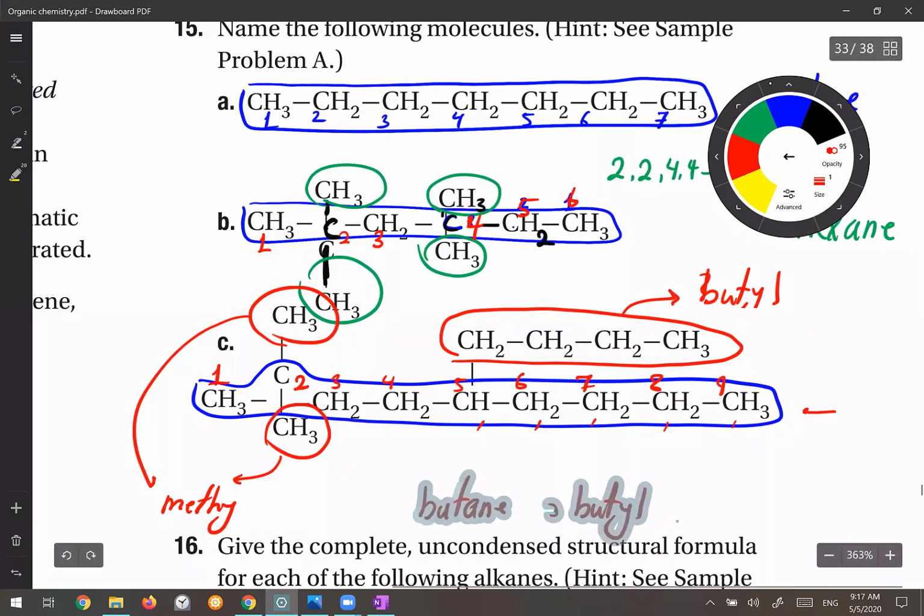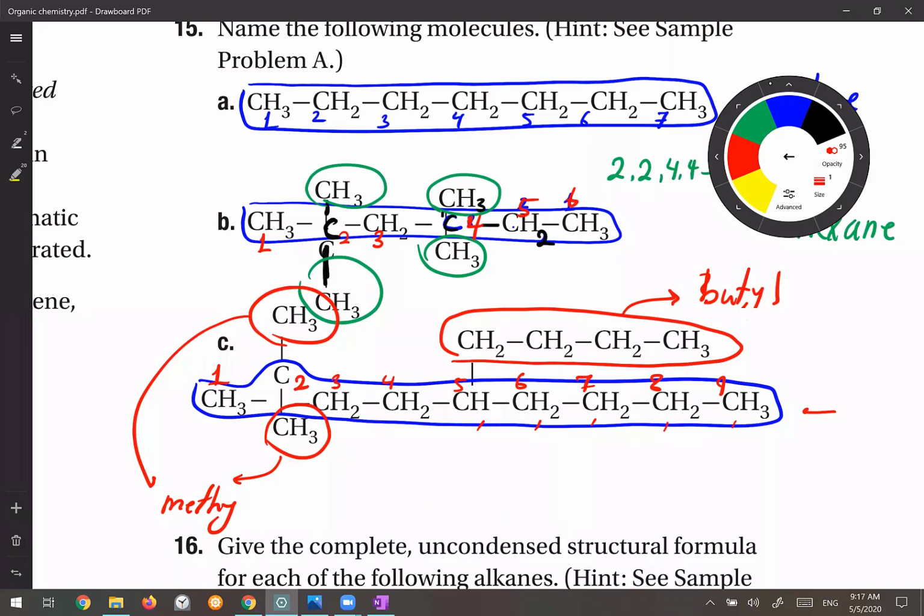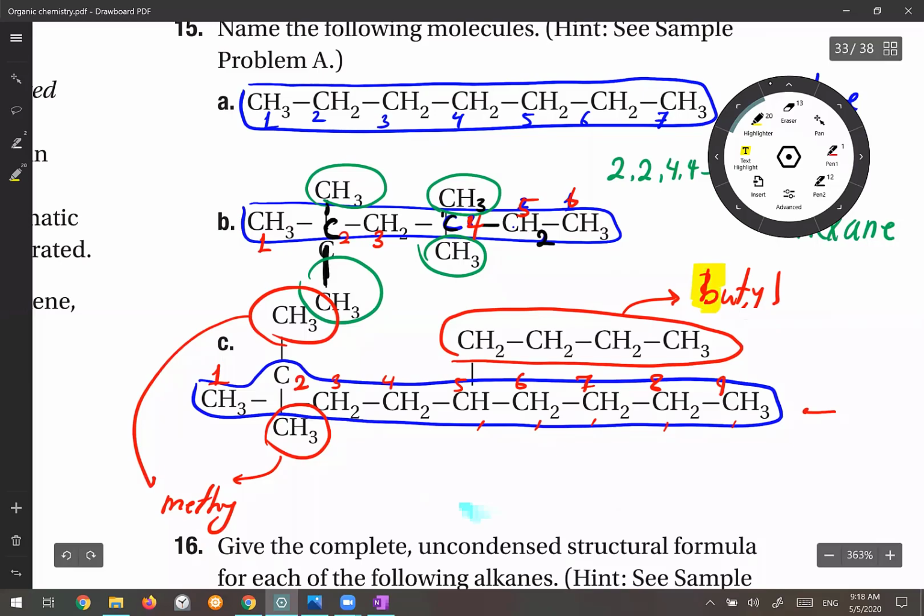Now we have found the parent, we have found the branches, we numbered our parent, so it's time to name this molecule. We have to start with the branches, and we have two branches. When you want to write down the names of the branches, you have to look at their alphabetical priority. The B, butyl, comes before M, methyl. So at first, you have to write the butyl. It's in the fifth position here. So you have 5-butyl.